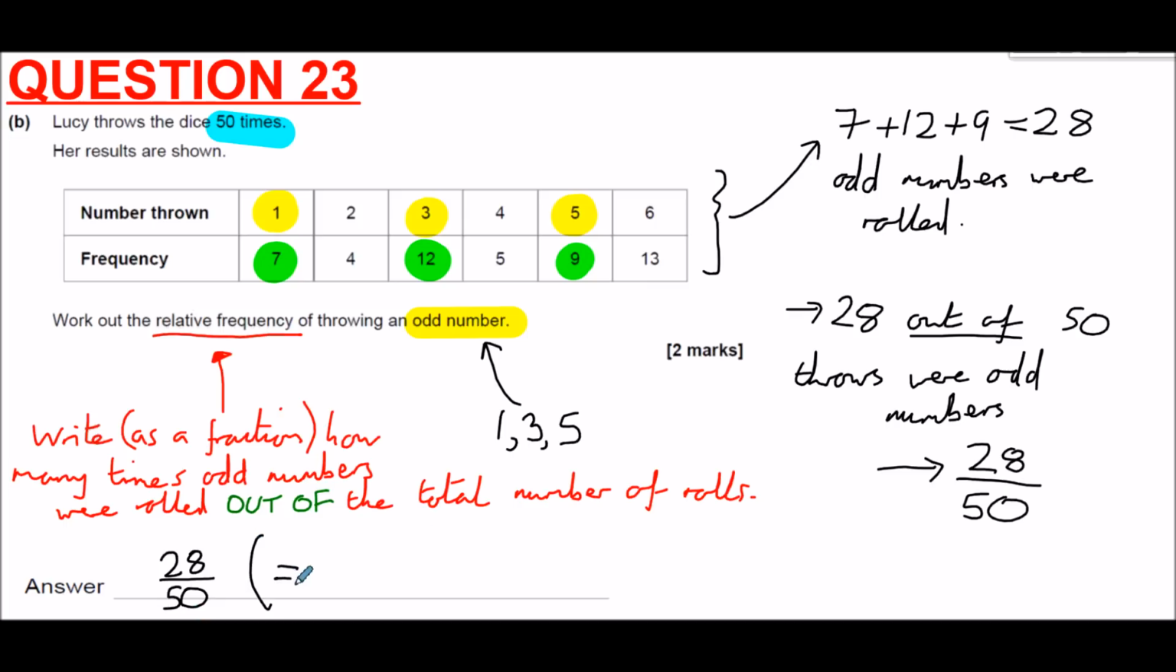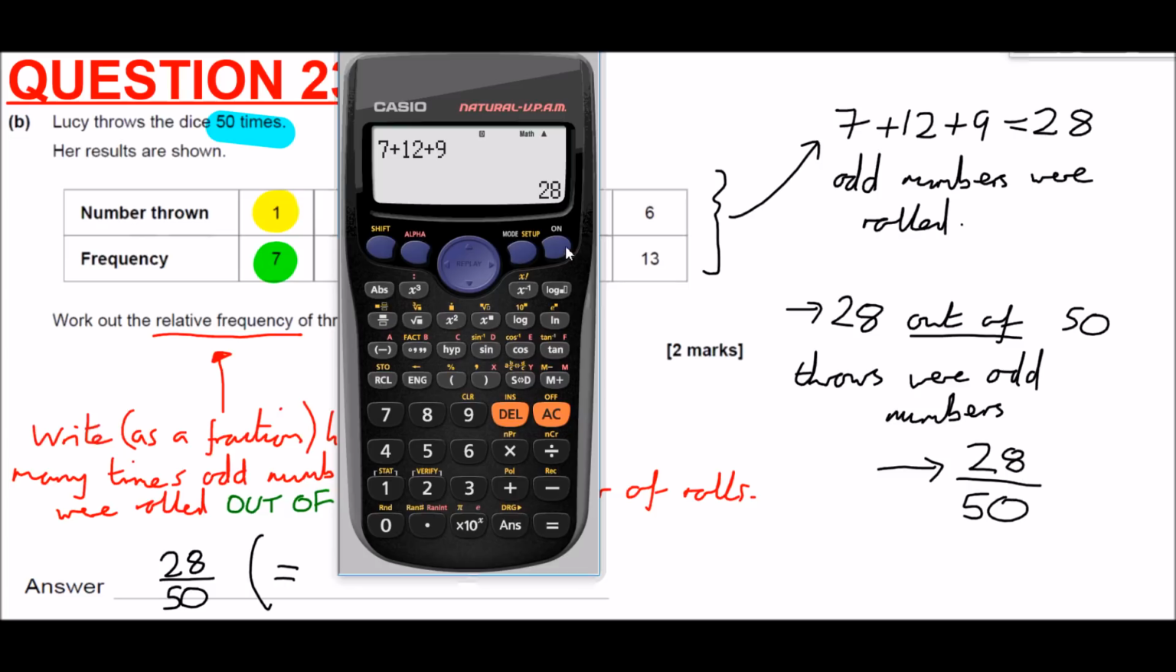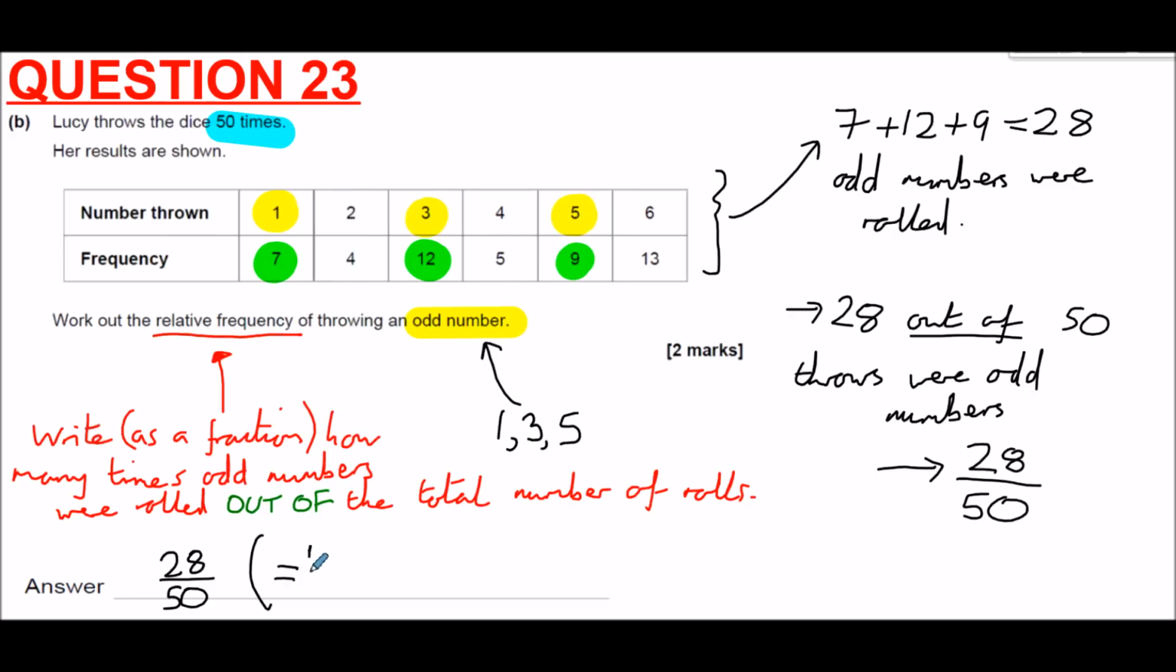Now with probability, you don't need to stress about simplifying things down as much, but if you wanted to, by all means, you're not going to be penalised. 28 over 50 would be the same as 14 over 25. So we can put either answer on our answer line, either 28 over 50 or 14 over 25. Both would be fine.